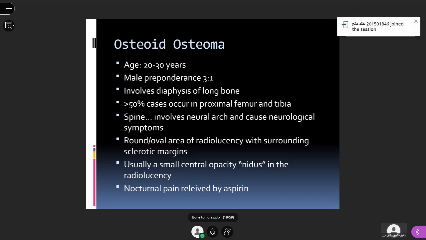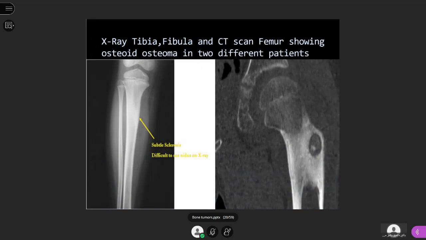More than 50% of cases occur in the proximal femur and tibia. Spine involves the neural arch and causes neurological symptoms. See, so if osteoid osteoma happens to occur in the spine, it will involve the neural arch and then it will lead to neurological symptoms. So what is the radiological appearance? Radiological appearance is an oval area of radiolucency, a blackness, with surrounding sclerotic margin and a central opacity. Hallmark is that the patient will complain of night pain, nocturnal pain, which is relieved by aspirin.